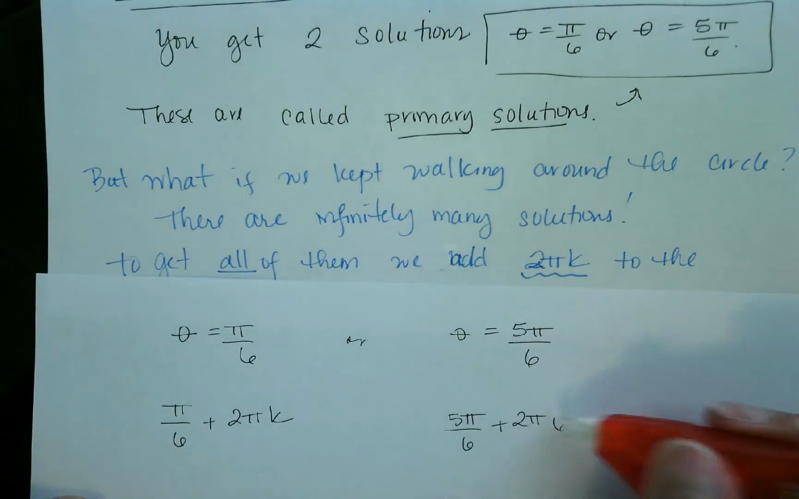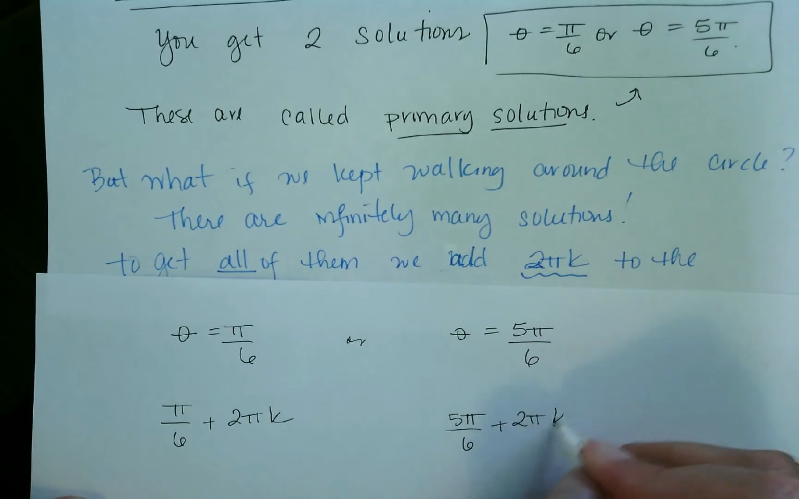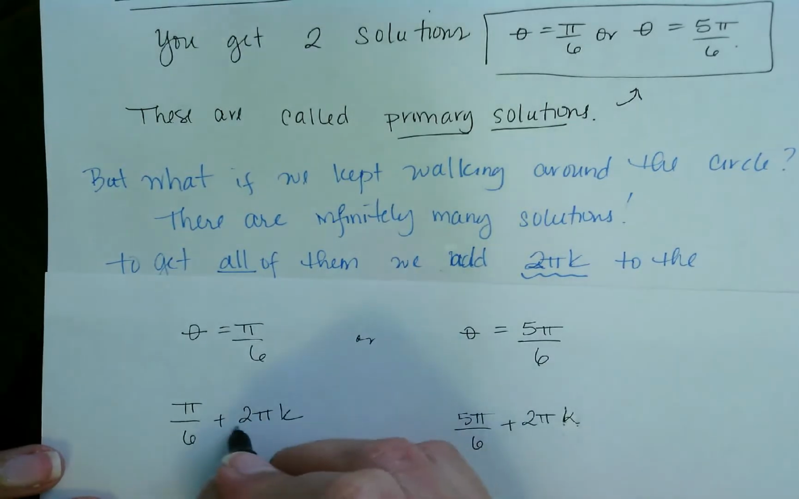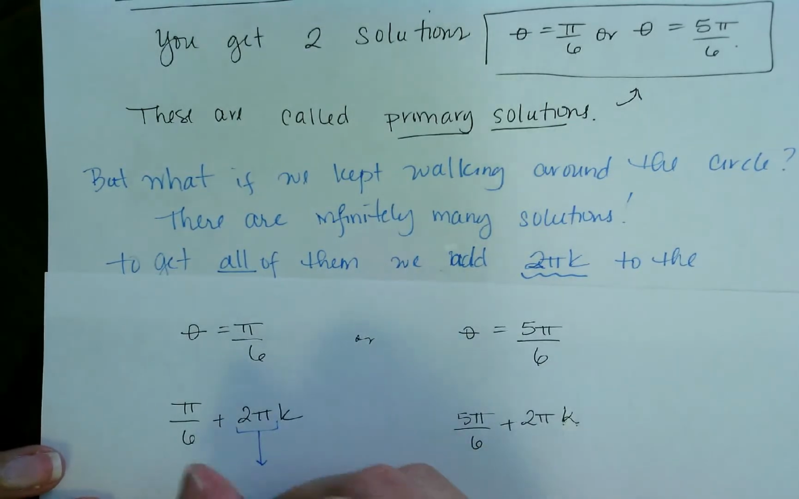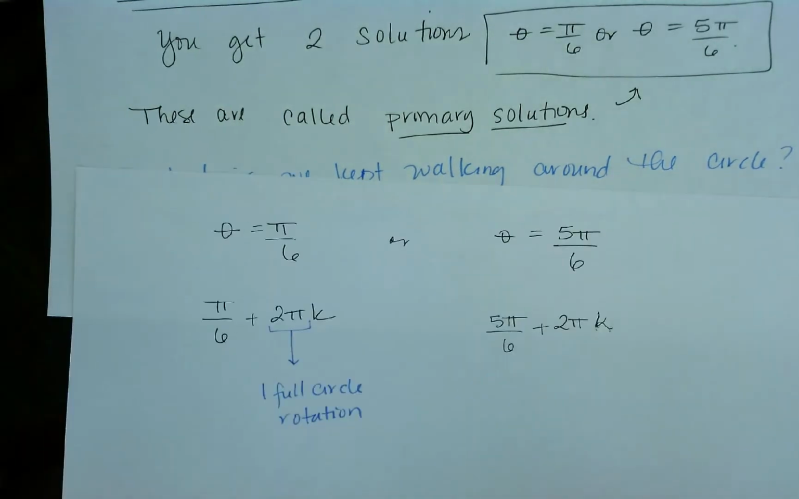Alright. So let me tell you some information about this 2 pi k. So 2 pi represents going around one full circle, one rotation. Okay, so 2 pi is the whole distance around the circle. So if you walk 2 pi distance, you're always going to lap it, no matter where you start.